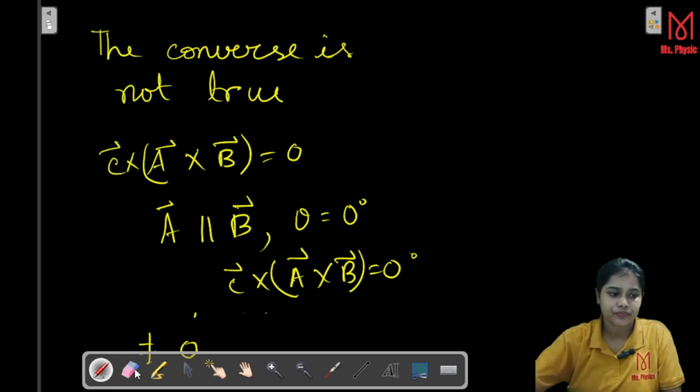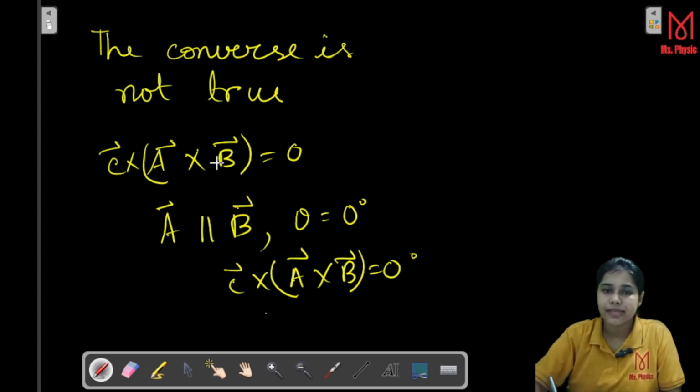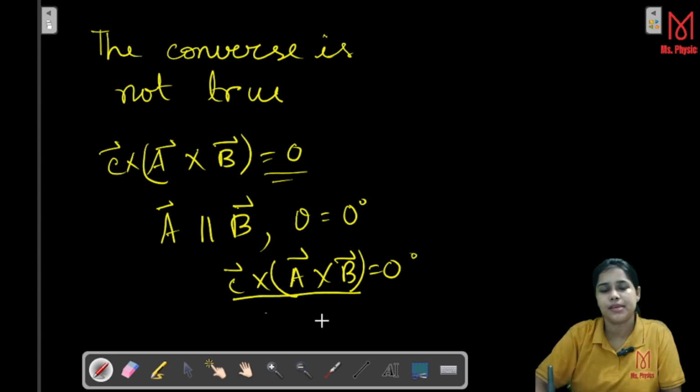So it is not mandatory to have A, B, C perpendicular to each other to get 0. If any two of the vectors are parallel to each other, then also C cross A cross B would be 0. Okay, so this is the answer. Thus we have proved it.